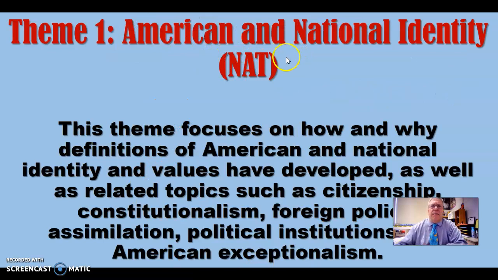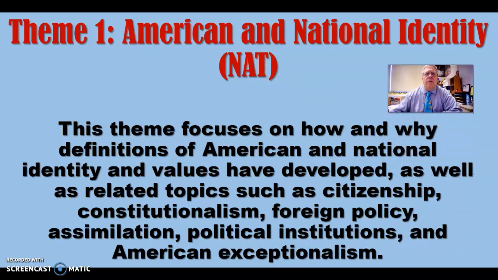So the first theme we'll look at is American and national identity. This theme focuses on how and why definitions of American and national identity and values have developed, as well as related topics such as citizenship, constitutionalism, foreign policy, assimilation, political institutions, and American exceptionalism. So these are all aspects that can fall within this national identity. So that's the first theme. It covers a lot of things, but it's kind of the same concept when you see it of what they're looking for.